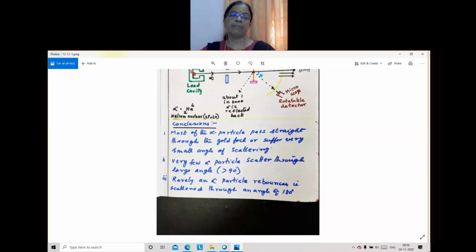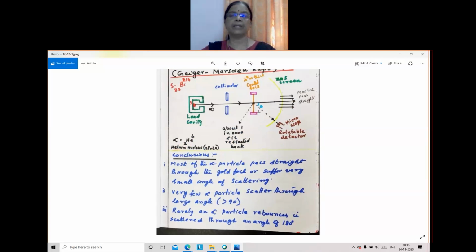Rarely an alpha particle rebounds, that is, scattered through an angle of 180 degrees. 180 degree deviation is only very rare. Only barely one alpha particle rebounds. So in order to rebound an alpha particle, a heavy positive charge should be there on the gold foil, and it happens at the center.